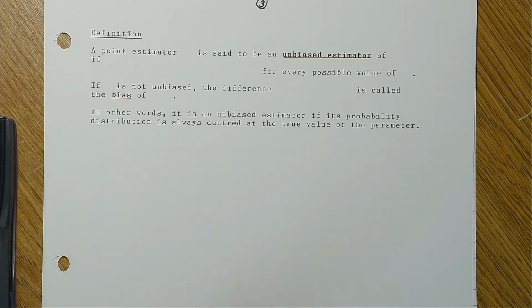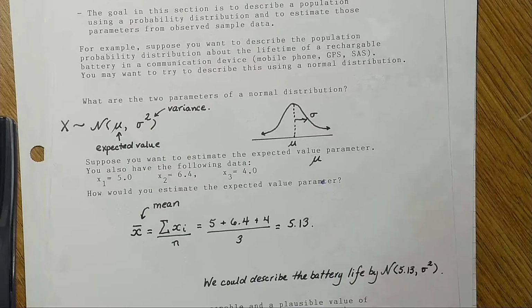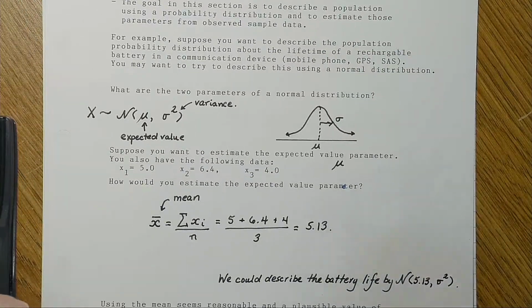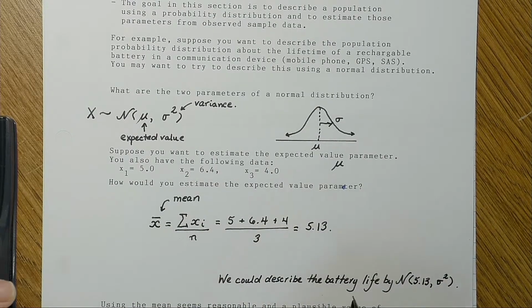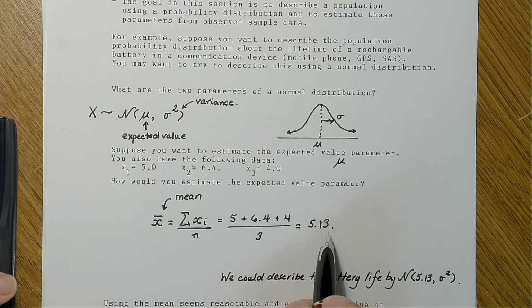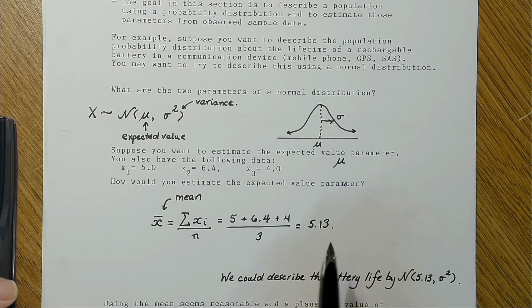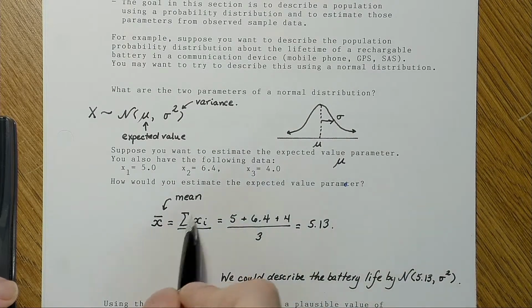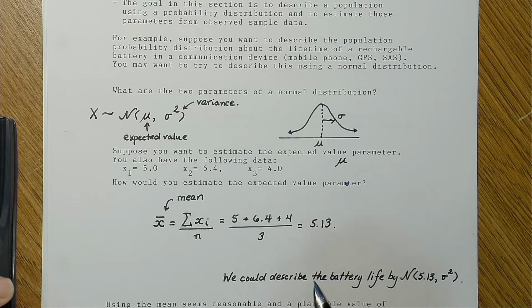Maybe I should just make one little remark. In the battery example that we had done, the estimator used to obtain the point estimate of mu was x bar. And the point estimate of mu was 5.13. So if these 3 observed lifetimes had been instead some other values, we would just use again the mean. We could just change it.